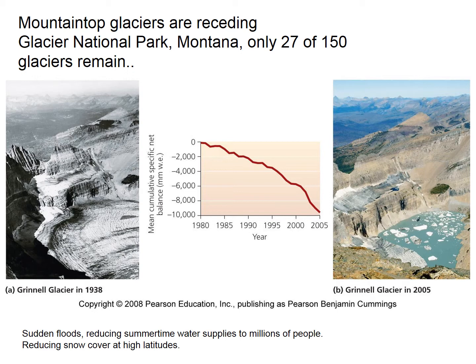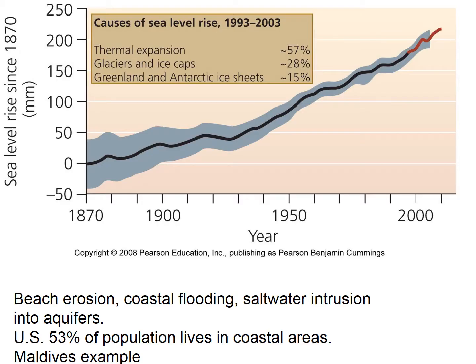And this graph shows decreasing glaciers just in the last 20, 25 years. And then the impacts: sudden floods, reducing summertime water supplies, reducing snow cover at high latitude. All right. We also can see that sea levels have risen since 1870.